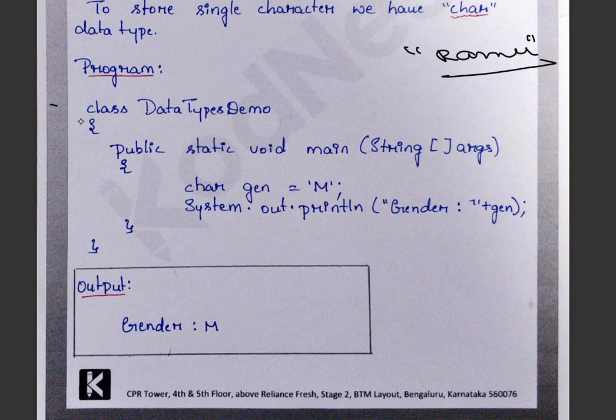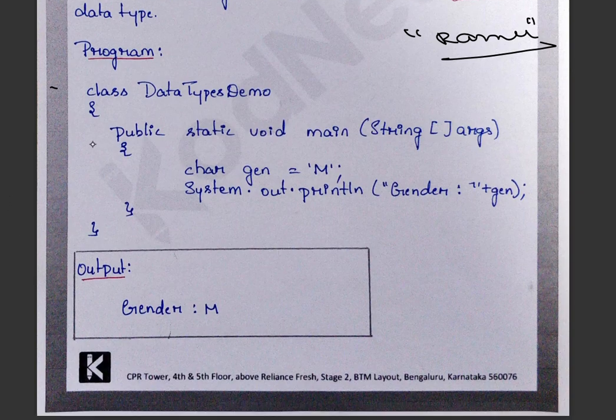See here the program for the character: class DataTypeDemo, public static void main, and we use char gen equals, it is a variable, and we use the char with only one letter in single quotes. System.out.println prints gender equals m. So this is regarding the character.